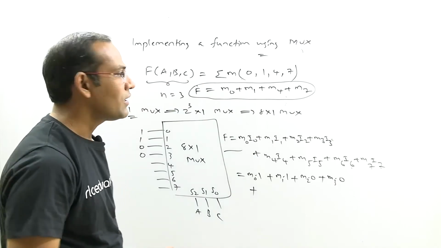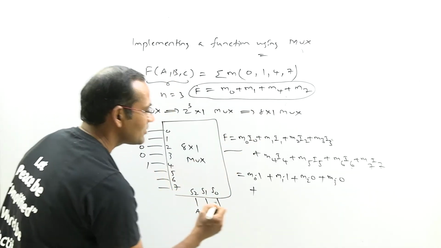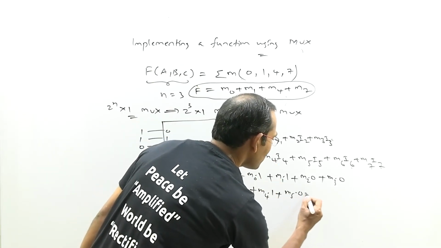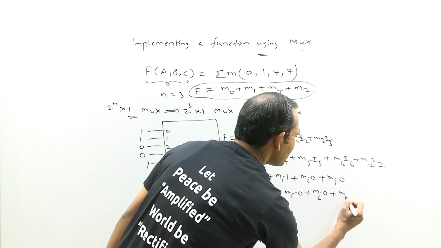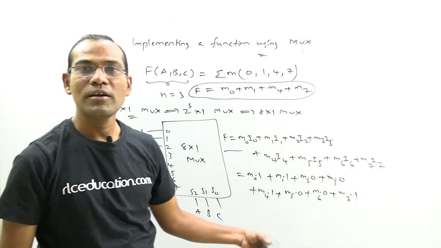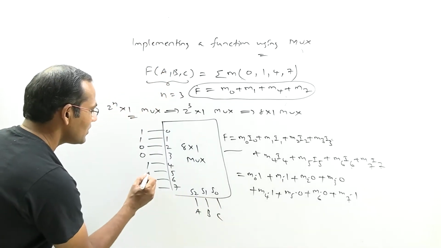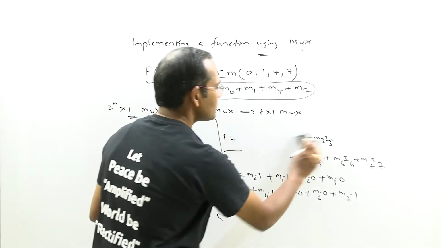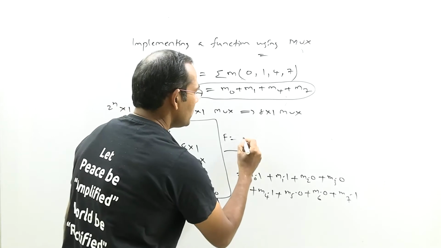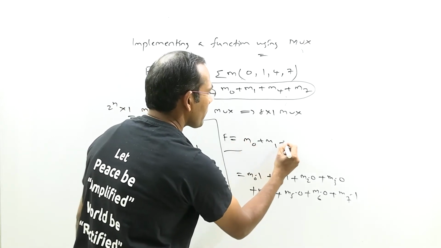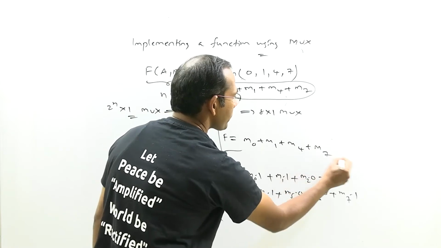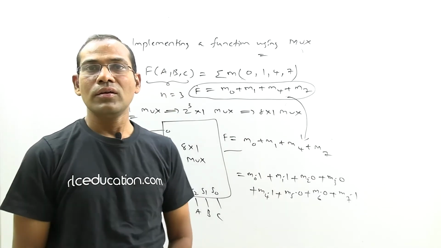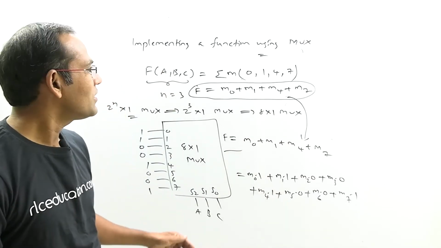Plus I need M4, so apply 1. So M4 into 1. I don't want M5, so M5 into 0. I don't want M6, M6 into 0. I need M7, so M7 into 1. So like this you have to give the inputs. After multiplication it will be like this. That's what I need. So that's the implementation procedure.